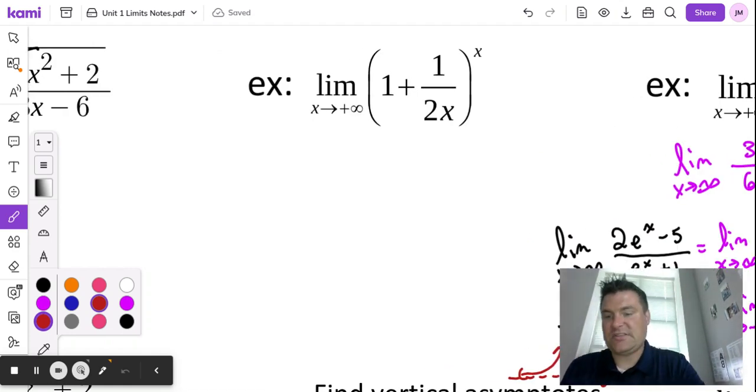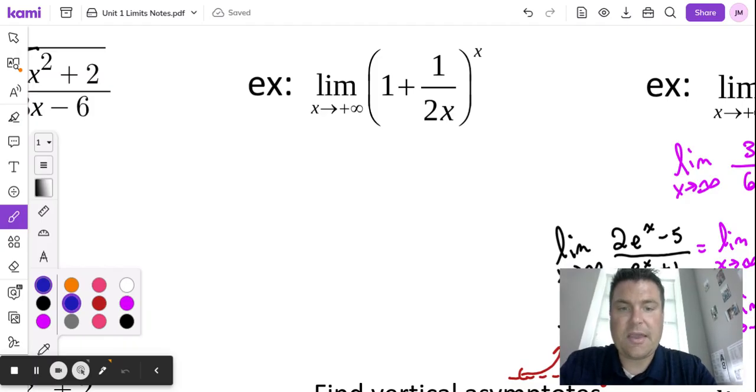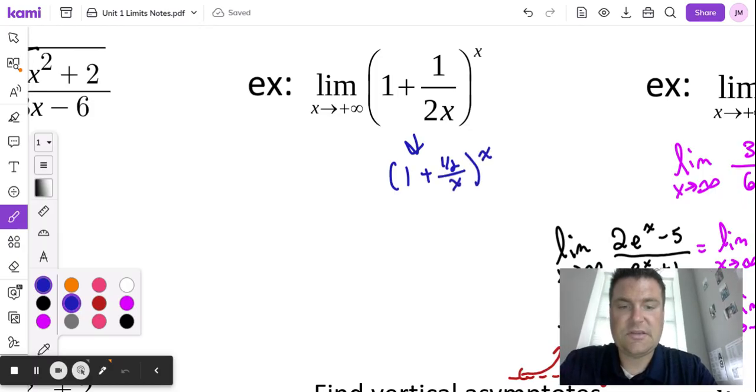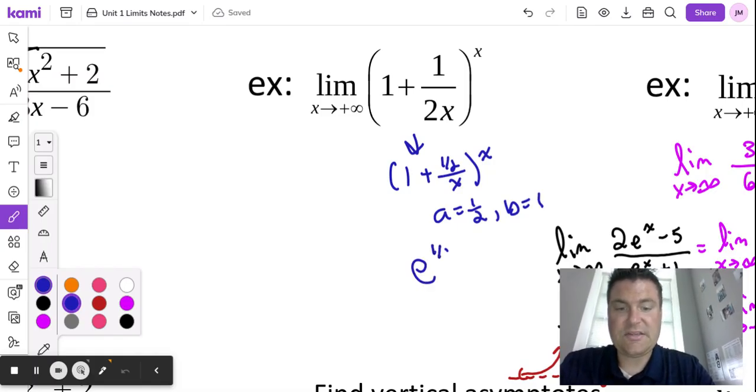Sliding on over, this is just like that formula we went over on the front side. So here I can rewrite this little part right here as 1 plus 1/2 over x, to the x. So our a term is 1/2. Our b term is 1. So this is going to equal e to the 1/2.